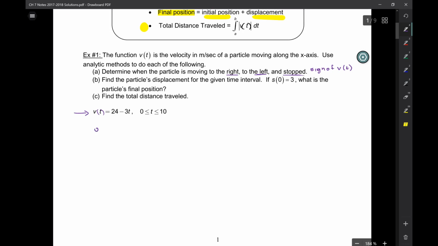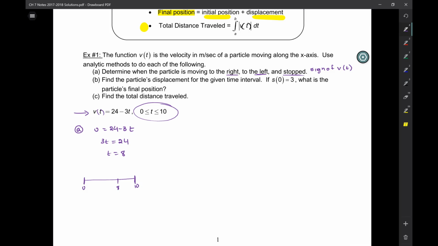We're going to set v of t equal to 0, right? So 3t is equal to 24. t is equal to 8. So look at the domain here. The total domain goes from 0 to 10. So this starts at 0, ends at 10. That's it. And now you have t equals 8, which is here.